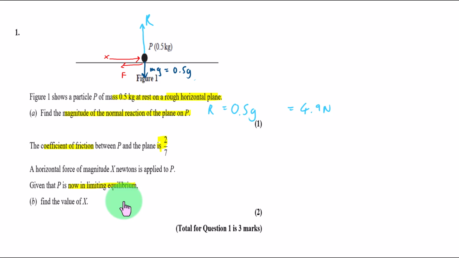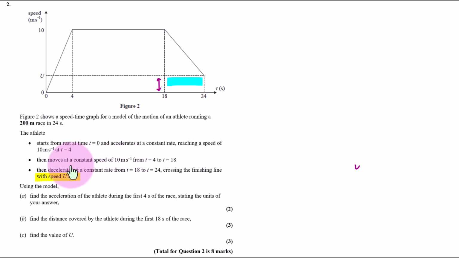So that's quite straightforward really. You've just got F equals mu R, because it has to be exactly the same as the friction, F max, for it to be in limiting equilibrium. So we just do our 2/7 times what our R value is here, our resultant, and that equals 1.4 newtons. Very straightforward.